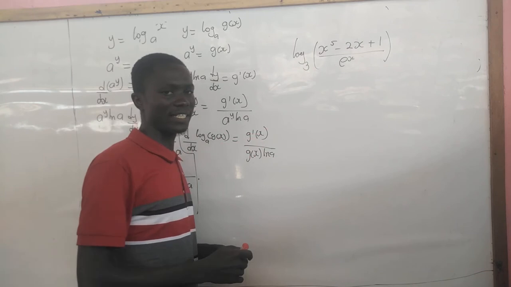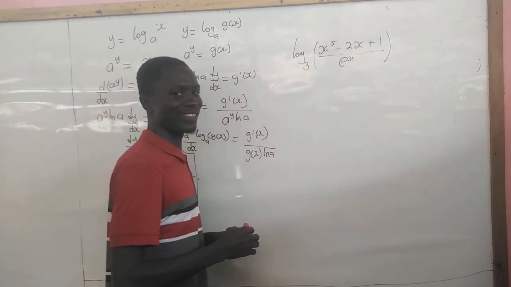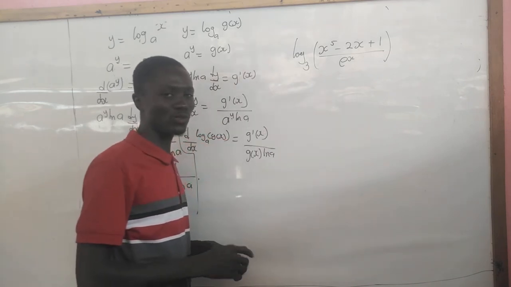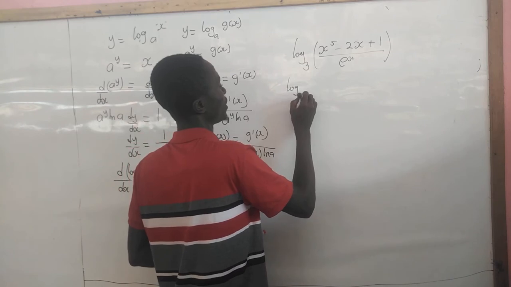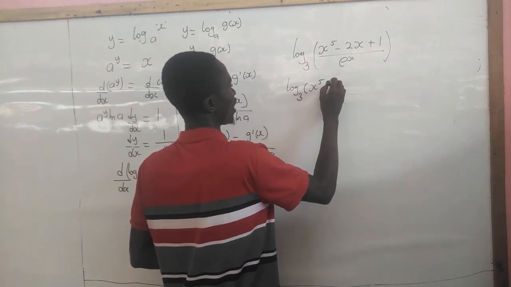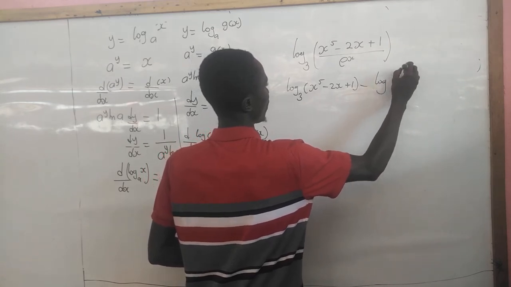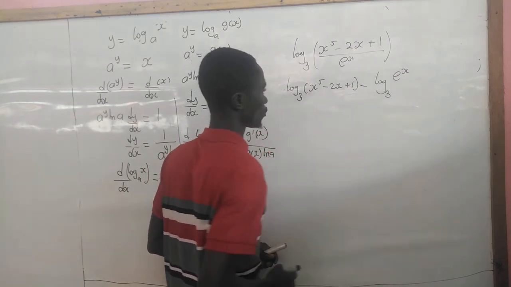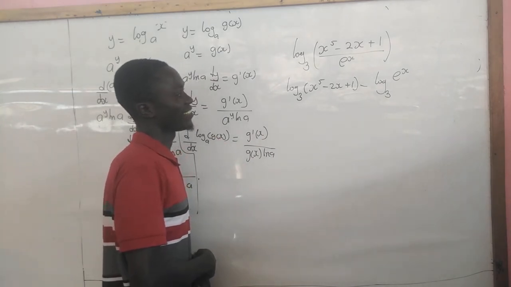From the laws of logarithm, if the numbers are divided, we subtract. So here, don't go and use the quotient rule. You waste your time. So here, we are going to take log base 3, x to the power 5 minus 2x plus 1 minus log e to the power x base 3. Wow. Very simple as that.